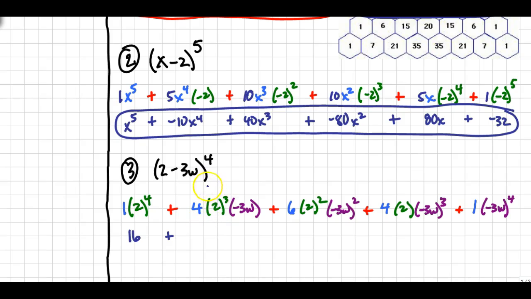Be careful here. Another common mistake is for kids to do 4 times 2 and get 8 to the 3rd and then multiply by negative 3. That is incorrect. You need to do 2 cubed. 2 cubed is 8. You still needed to multiply it by a 4 and by a negative 3. Keep in mind that you are not doing the distributive property here. You're not doing 4 times 8 and then 4 times negative 3. That's not how it works.